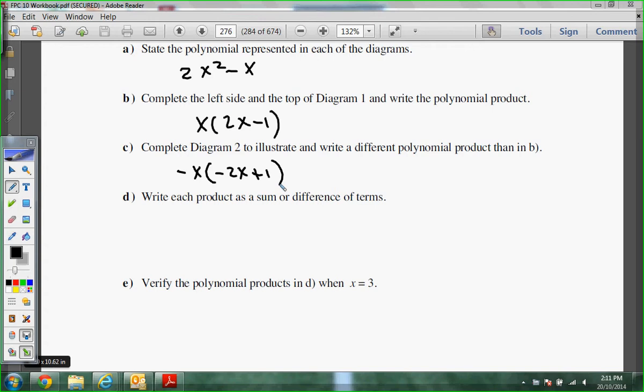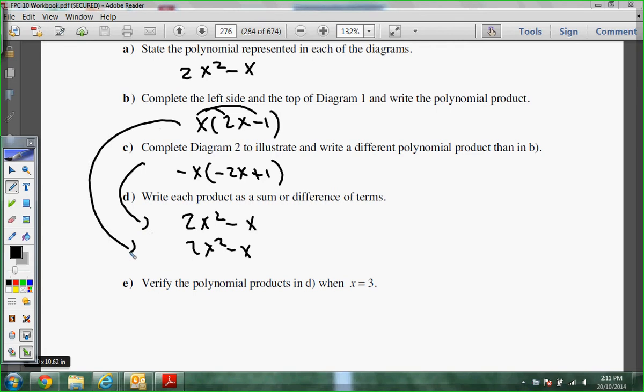Write each product as a sum or a difference of terms. Okay, so write each product as a sum or difference of terms. So we have, like, means distribute them. So this one would be 2x squared minus x. This would be 2x squared minus x. So you get the same thing, is the point. If you want to draw like a little arrow, we're just doing this and just doing that out.